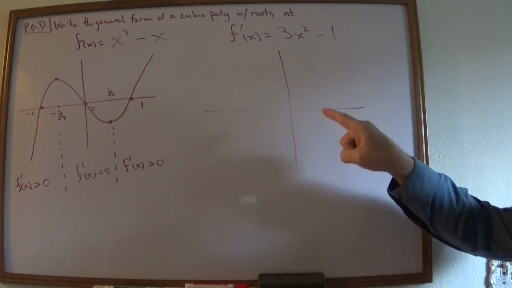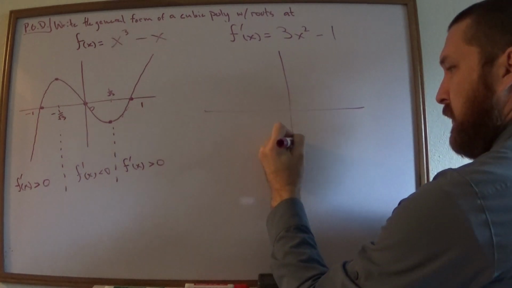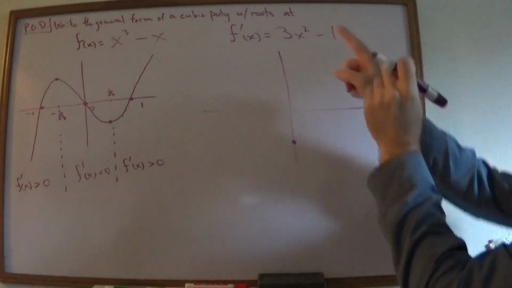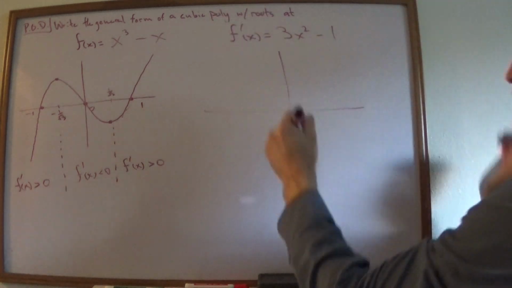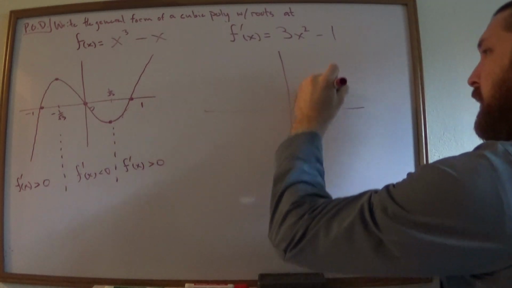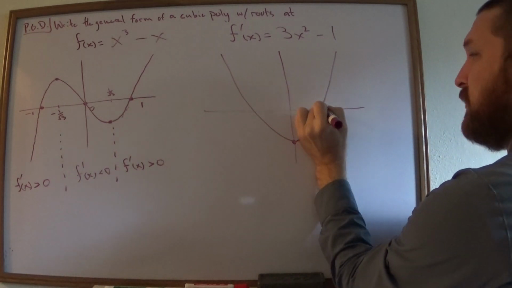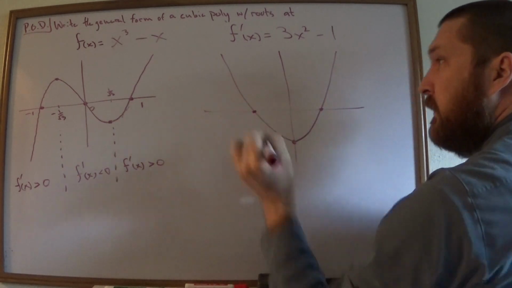3x squared minus 1 goes through here at 1. Is it an upwards or downward facing cup? Upwards, because we could look at that the same way we did before. And if we wanted to, we could find these zeros, which we already did, right?